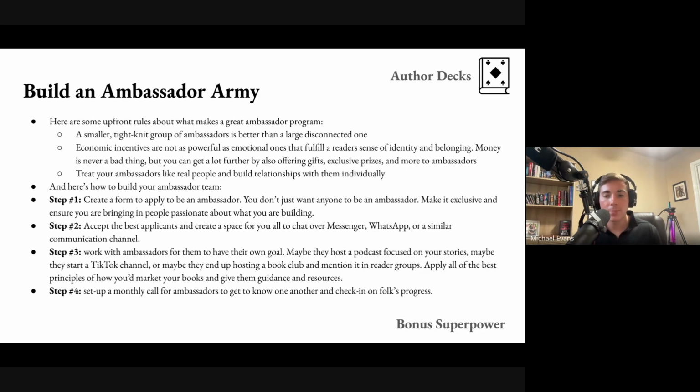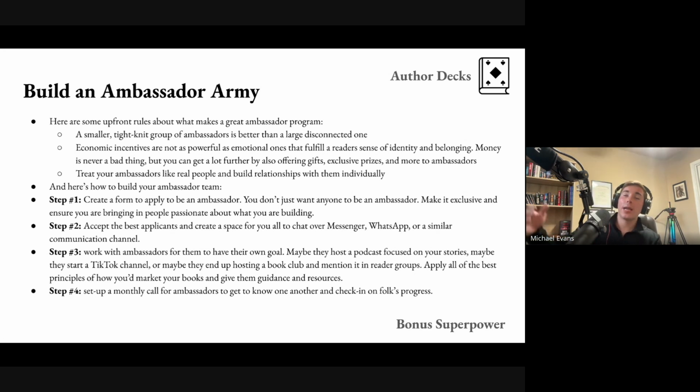You want a smaller, tight-knit group of ambassadors. That's better than a large, disconnected one. Five people is better than 50 people who are not tight-knit. That does look like building people who are emotionally connected to your brand, not just economically, not just wanting to go out and sell books. It's not bad to offer someone money, but it's just as good to offer them other prizes and gifts. You want to treat your ambassadors like real people and build individual relationships with them. It doesn't mean you have to be on the phone or a video call, but over email they know that you're a real person behind the story and you're trying to build a relationship with them.